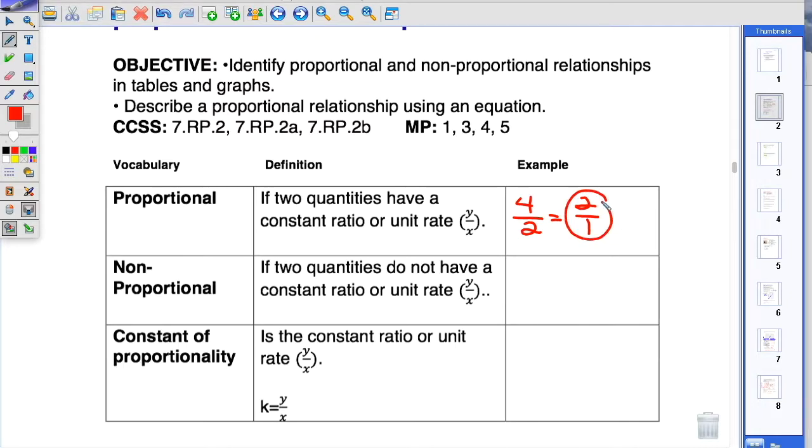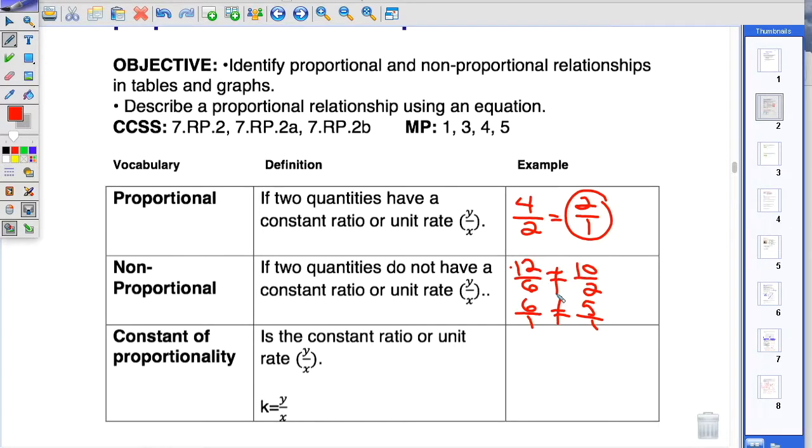The non-proportional definition is: if two quantities do not have a constant ratio or a unit rate. So if we have 12 over 6, and that is equal to 10 over 2, and we reduce these, we get 6 over 1. Is that equal to 5 over 1? It is not proportional. The unit rates are not the same. The constant ratio is not the same.